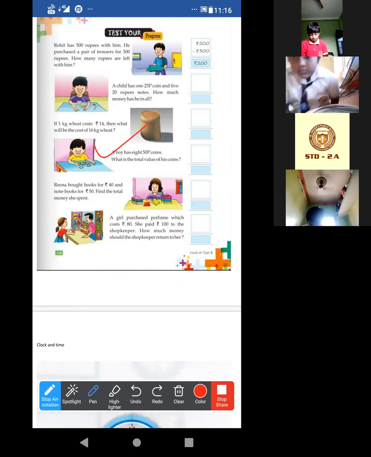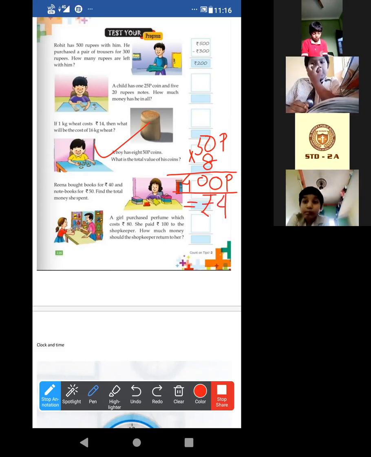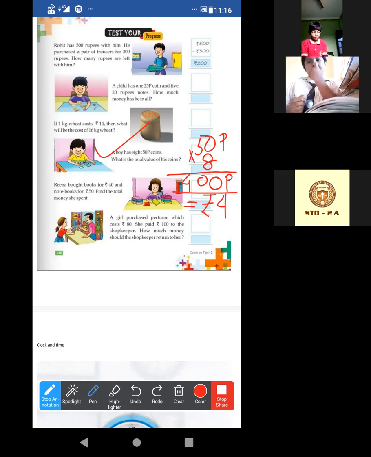Now look, directly 50 paise multiplied by 8. That is equal to, this 0 will remain as it is, 8 0s are 0, 5 8s are 40, 400 paise. That is equal to 4 rupees. Do it fast.